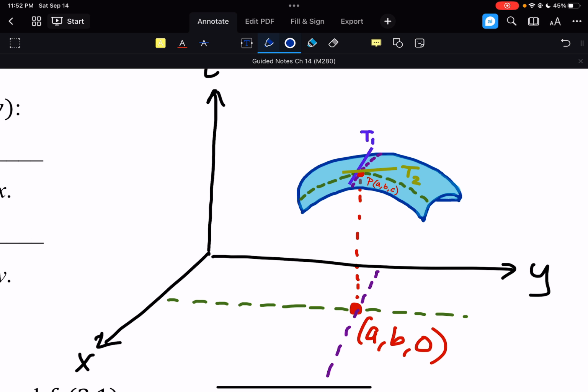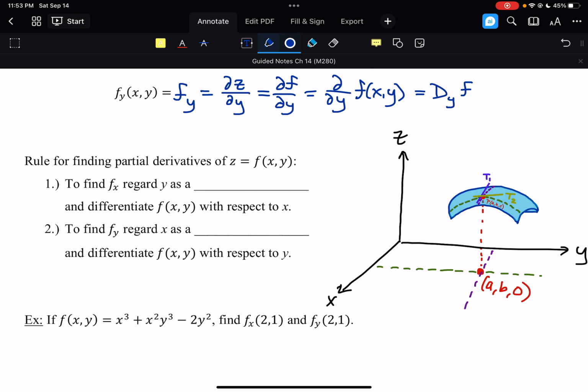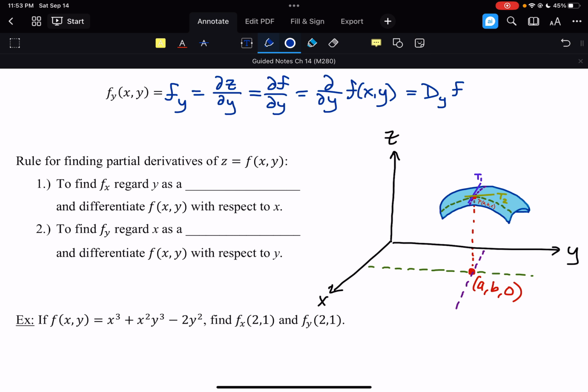Now, where we're heading in the long term is we want to be able to get the slope or the derivative in any direction, not just the directions of x and y. But to do that, we need the slopes in x and y directions. So the rule for finding partial derivatives of z: to find fx, regard y as a constant and differentiate f of xy with respect to x. To find fy, regard x as a constant and differentiate f of xy with respect to y.